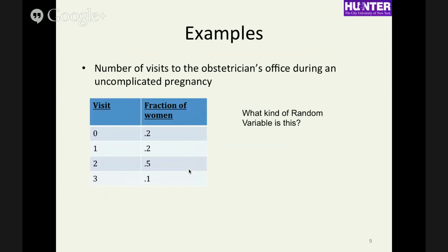Number of visits to the obstetrician, what kind of variable is that? Random variable? Yeah, discrete. Yeah, that's good. And of course, we don't know. It's random before the pregnancy. We don't know how much it's going to be. That's what makes it a random variable. After the pregnancy, then for any individual, we have a realization, a lowercase x of that random variable.